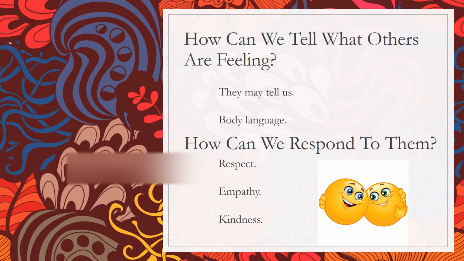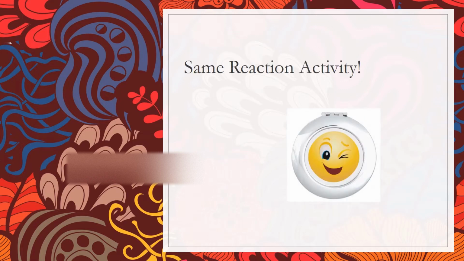So not only are we opening up the conversation so that we can understand one another, we're making it okay. We're making it okay for there to be differences, which is such an important concept with social emotional learning. So then we're going to go into our next activity, which is the same reaction activity.